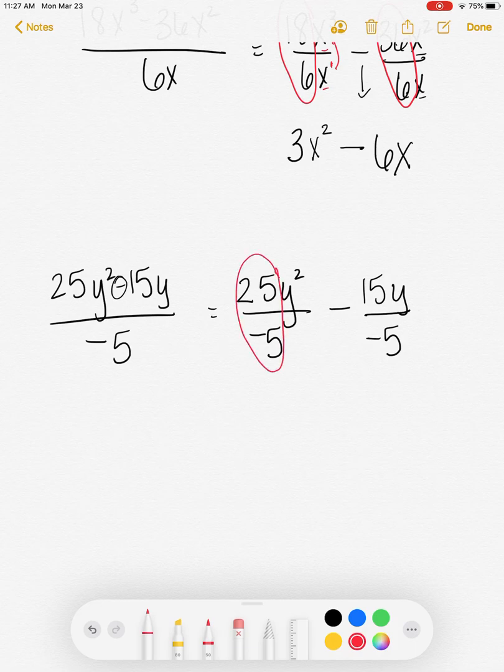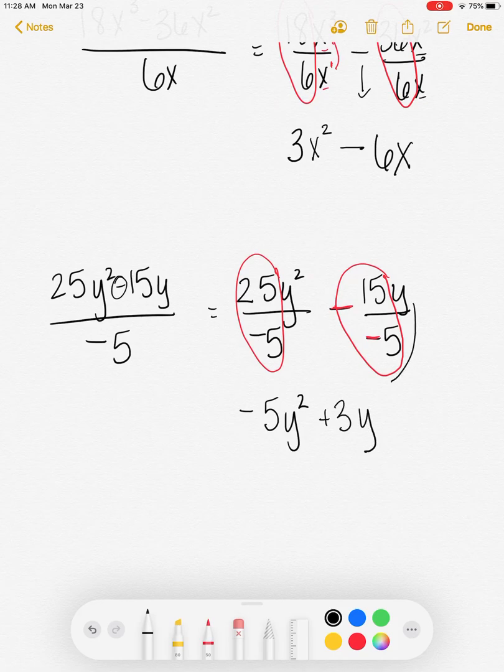We have 25 divided by negative 5. That gives us negative 5. The y squared will just carry down because there's no y's in the denominator. Over here, notice that we have 15, but the 15 is negative because of the minus here. And we have a negative on the denominator. So we have a negative 15 divided by a negative 5. Remember that a negative divided by a negative is a positive. So that will give us plus 3. And again, the y just carries down since we have no y's in the denominator.